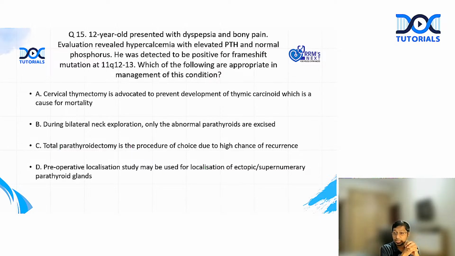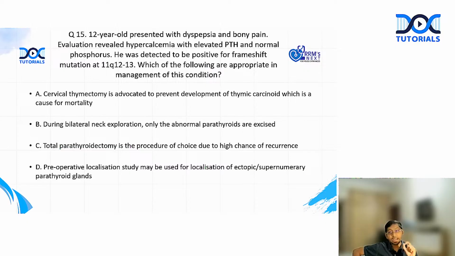12-year-old presented with dyspepsia and bony pain. Evaluation revealed hypercalcemia with elevated parathyroid hormone and normal phosphorus. He was detected to be positive for a frame shift mutation at 11q12-13. Which of the following are appropriate in the management of this condition? So let's look at this clinical scenario. Dyspepsia and bony pain. You can see here, the patient has hypercalcemia, elevated PTH with a normal phosphorus. That again fits with an inappropriately elevated parathyroid hormone level. With bony pain, that is probably primary hyperparathyroidism.